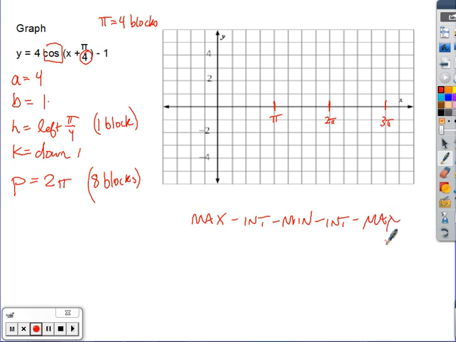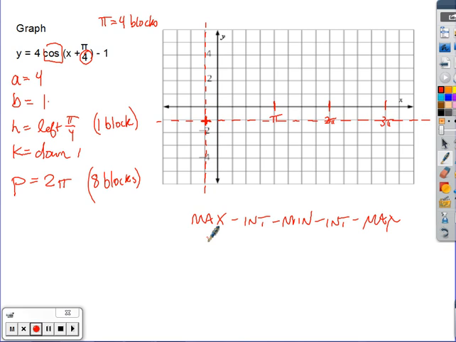All right, but I want to plot my shifts first. So down 1, that's an easy one. Okay, and then left pi over 4, so that's 1 block to the left. And now I'm ready to plot my cosine curve. Remember that when I'm talking maxes and mins, it's all based off of this dashed line and this origin, okay?